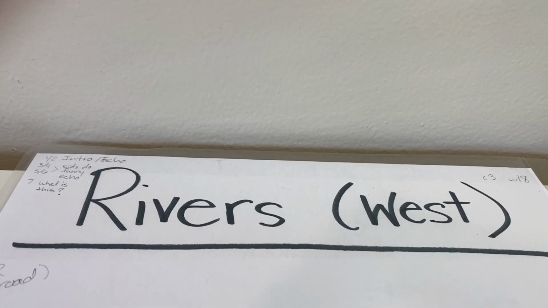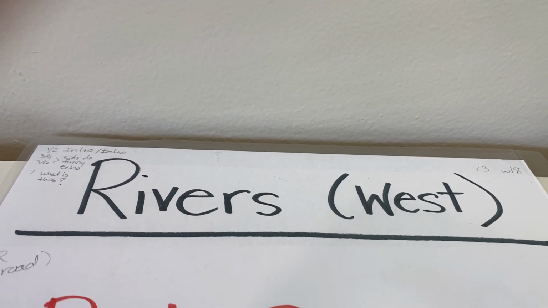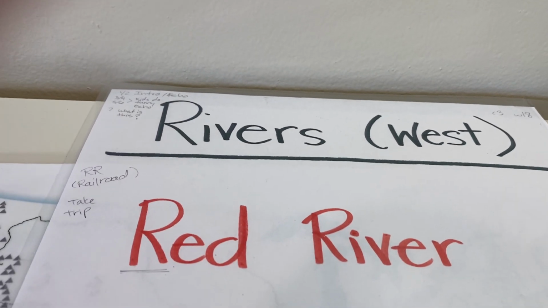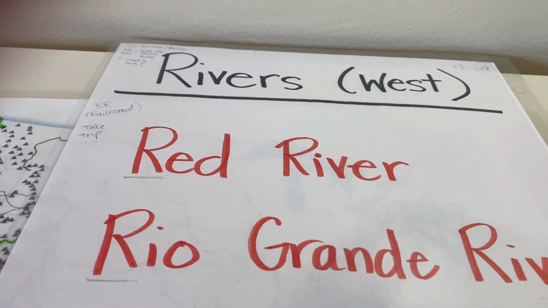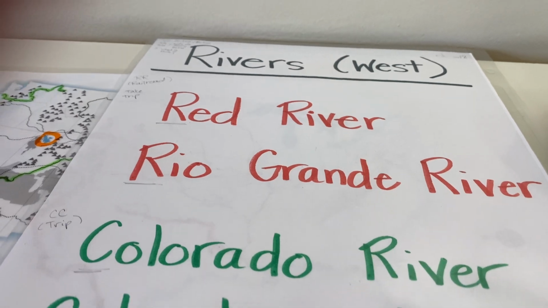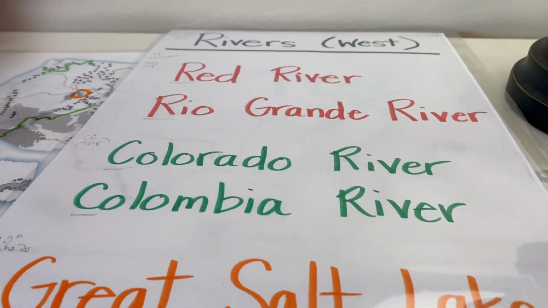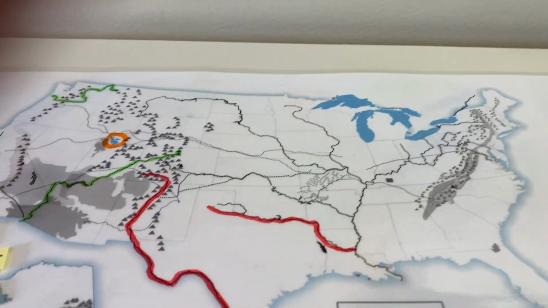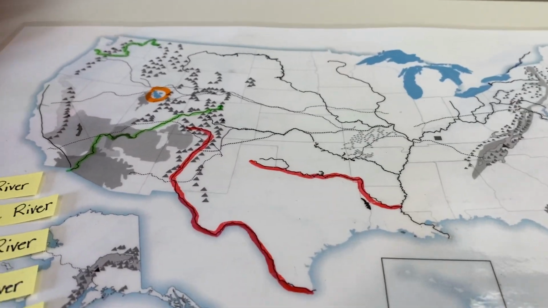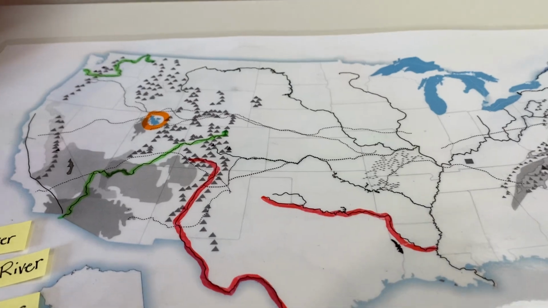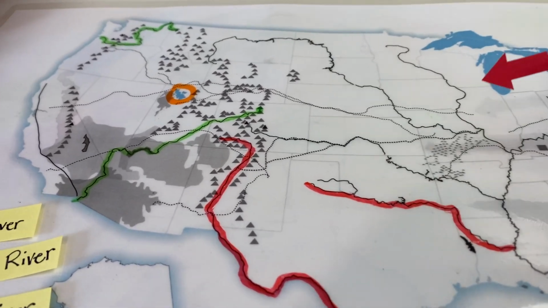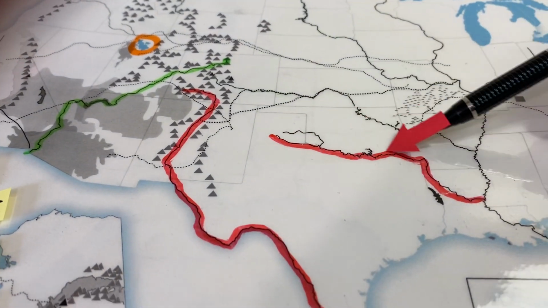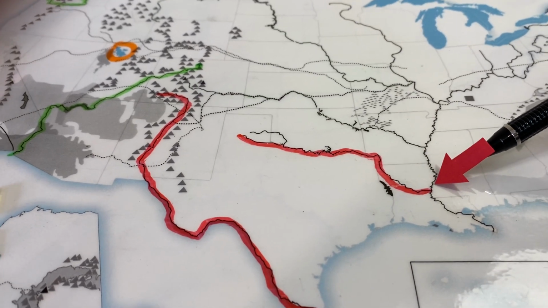This week, we are studying the rivers that are on the west side of the United States. So the rivers this week are the Red River, the Rio Grande River, the Colorado River, Columbia River, and the Great Salt Lake. So I have two rivers colored in red. The first one, right here, is the Red River, and it meets up into the Mississippi River.